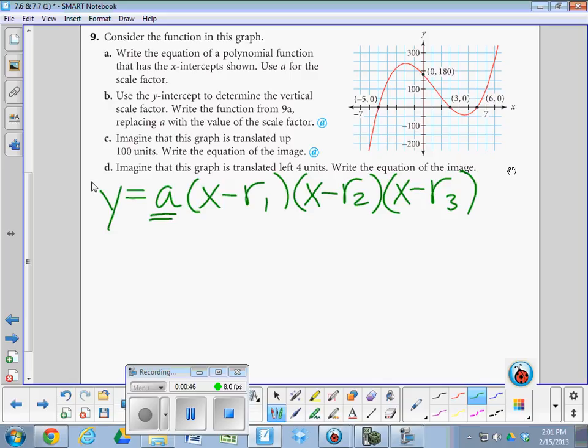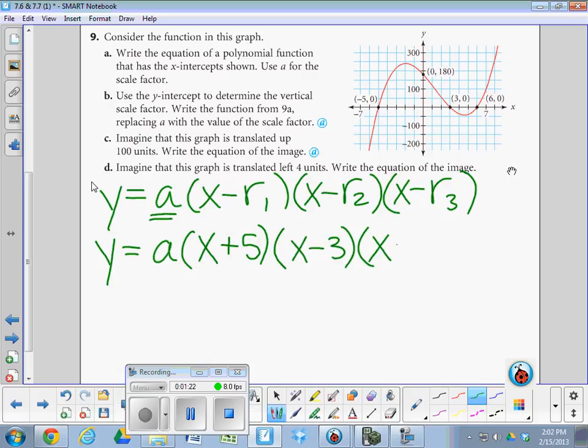Does anybody remember what to put in for R1, R2, and R3? The zeros. Very good. So the one is negative 5, 0. The next is 3, 0. And the last one is 6, 0. And as we do this, I'm going to show you what would happen if there was a double root. I'll do that in a minute. But all we'll do here is x minus negative 5, or x plus 5, x minus root 2, x minus 3, x minus root 3.